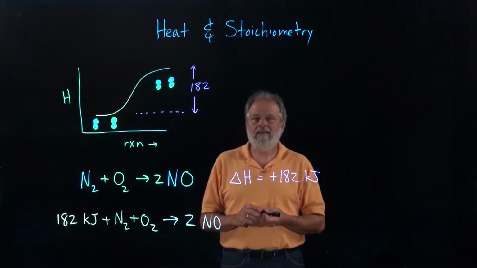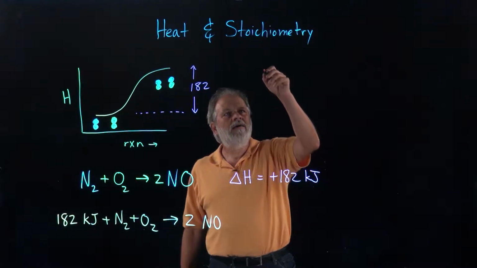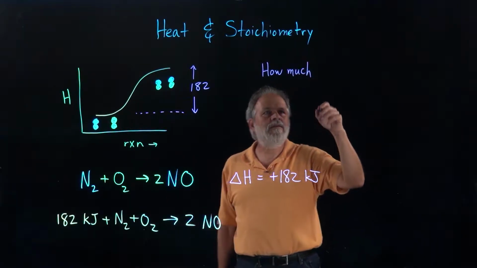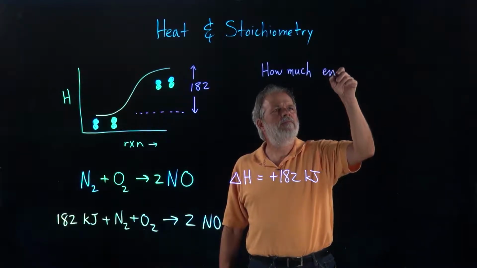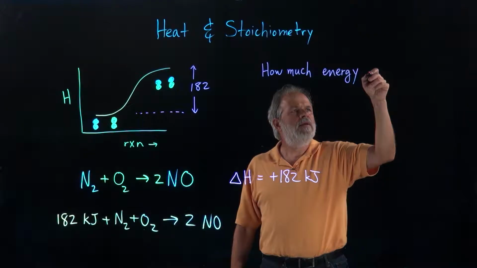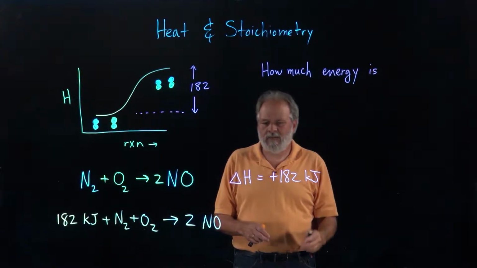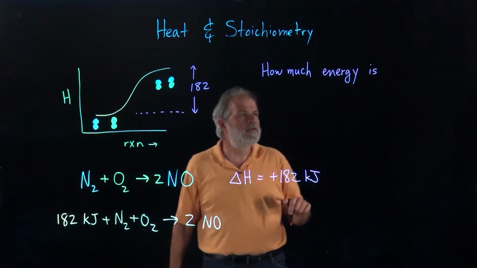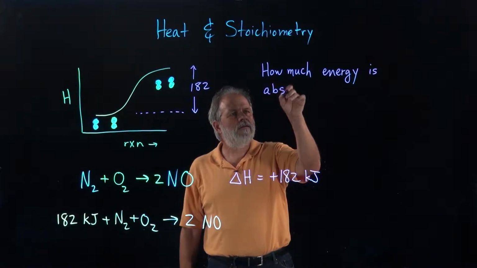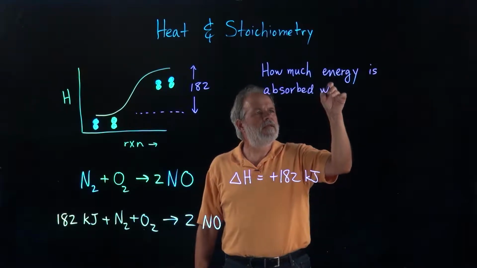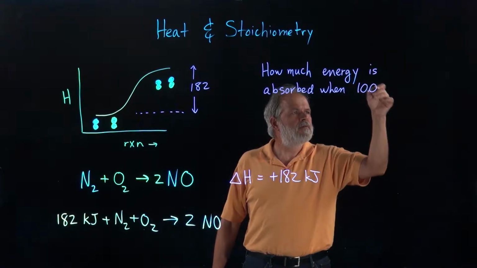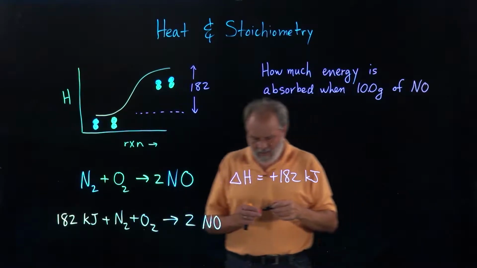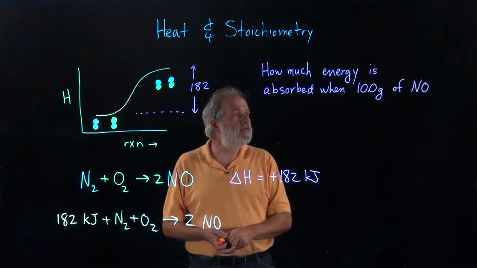So let's actually calculate the problem. How much heat energy, enthalpy, is absorbed? So this is endothermic. Delta H being positive means the system has absorbed energy to go from reactants to products. So how much energy is absorbed when 10 grams of nitric oxide, or nitrogen monoxide to use the systematic name, is made?